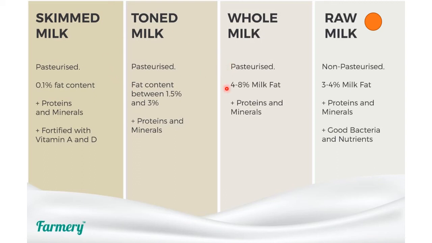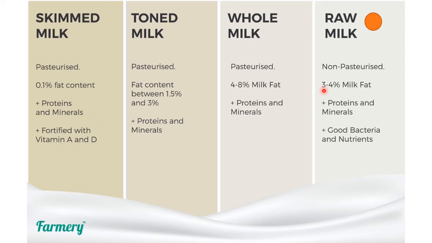So here is a comparative table. You can see skim milk, toned milk and whole milk are pasteurized, but raw milk is not pasteurized. The fat content in case of skim milk is less than 1.5, or we can say 0.1%. In case of toned milk, the fat content is between 1.5 to 3, because for single toned it is 3 and double toned it is 1.5. So a range is given here. For whole milk it is 4 to 8% of milk fat. It is standardized. And in case of raw milk it can be 3 to 4, which depends on the animal and on the health of the animal.